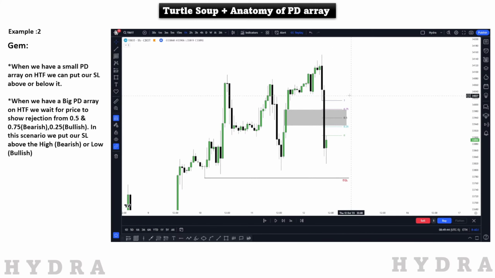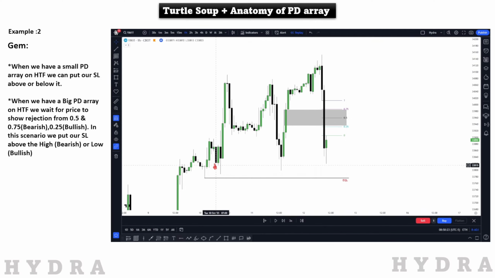Okay, so when we have a small fair value gap or a small PDRA on higher time frame and we apply our anatomy of PDRA, we will expect to see a good reaction from the lower quadrant. Okay, but when we have a big fair value gap or a big PDRA like this, we will expect to see price coming all the way up into the 0.5 and 0.75, and our stop loss will be above or at 1. Okay, but that's not it. We are not gonna put our stop loss just based on this theory. We will also go through other time frames to see if our stop loss is valid or not.